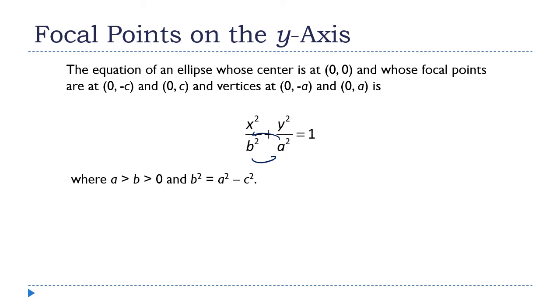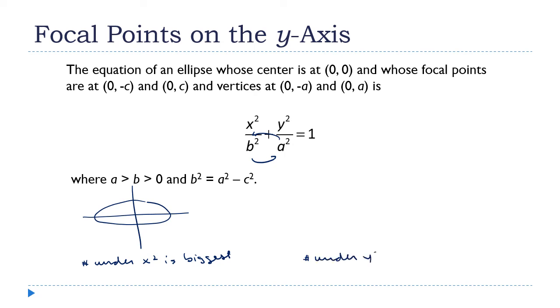We've got the same kind of thing happening here. If the number under x squared is biggest, then you get an ellipse that looks like this. On the other hand, if the number under the y squared is biggest, then you get an ellipse that looks like this. Just which way it's oriented.